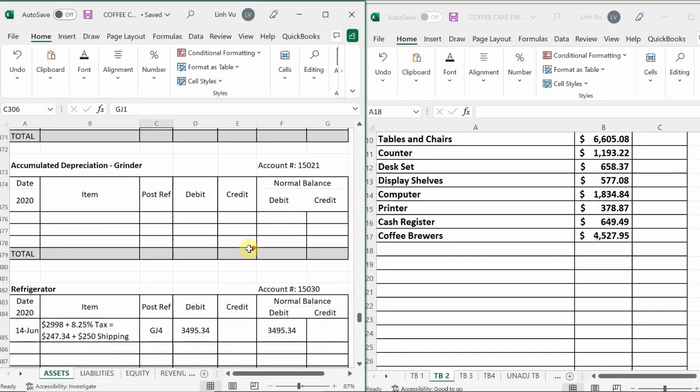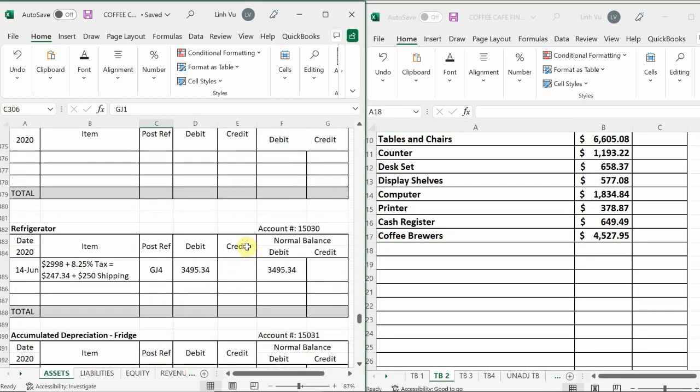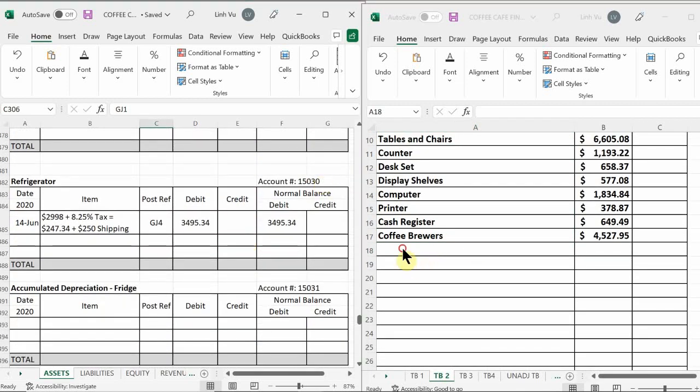Okay. Let's see. Then what else did we buy? We have a refrigerator in service. Yep. So I bought a fridge. How much? 3495.34. Okay.